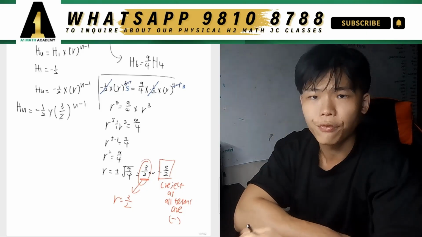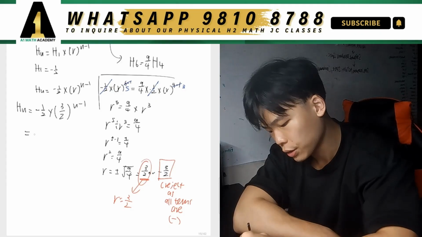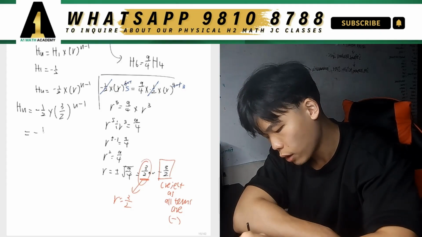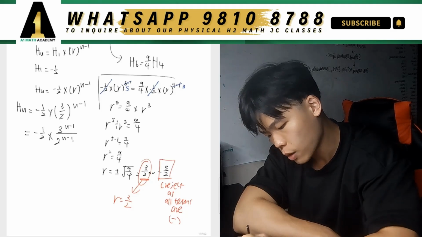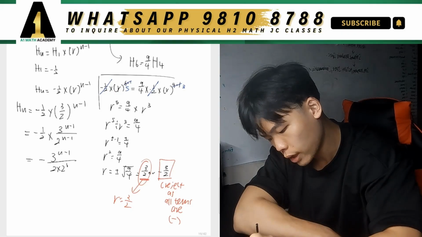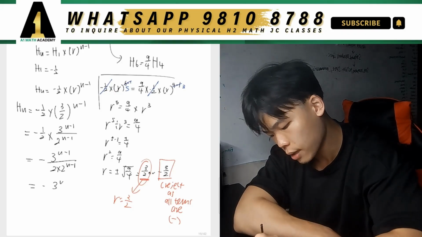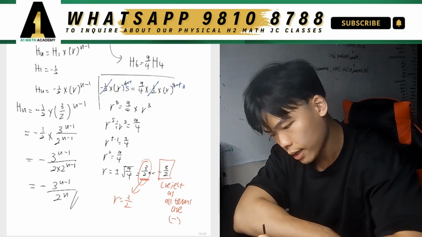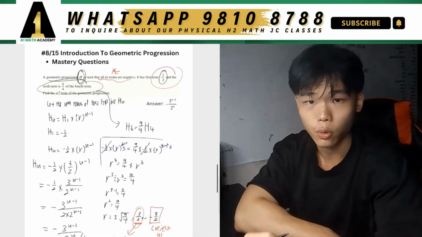Right, and then of course we can further simplify this, right? But from here onwards, it's just your indices. So it's negative 1 over 2 times 3 to the power of n minus 1 over 2 to the power of n minus 1, which is just negative 3^(n minus 1) over 2 times 2^(n minus 1), which is negative 3^(n minus 1) over 2^n, right? And that's the final answer to this entire question over here.